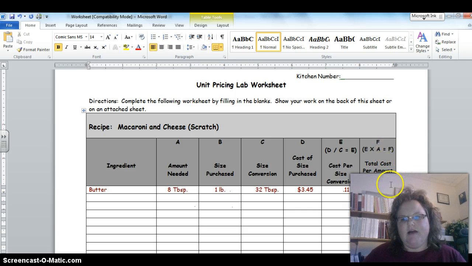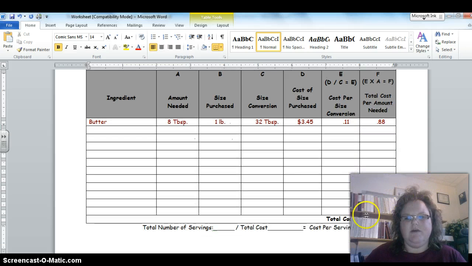The final column, which is F, says the total cost of the amount needed. What I'm going to do here is take the 8 tablespoons I need, which is in A. It costs 11 cents per tablespoon. I will multiply that out to let me know that it's 88 cents for this ingredient for this recipe. I would do that for each of my ingredients, add them up, and come up with the total cost down here at the bottom.